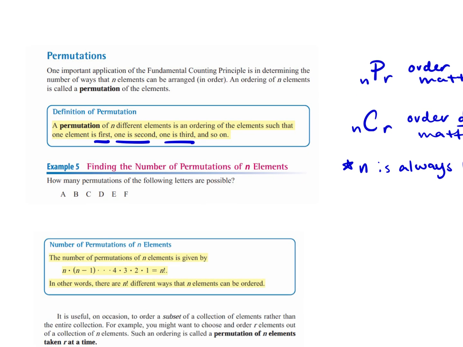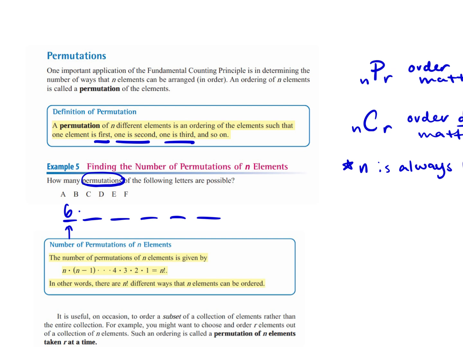So looking at example 5, it specifically says how many permutations of the following letters are possible. So it tells us permutation. That means that the order of each letter matters. So how many letters total do I have? 6. How many letters from A, B, C, D, E, and F could I put in the first spot? 6. But let's say A we put in the first spot. So that means I can't put A in the second spot because it's already in the first spot.